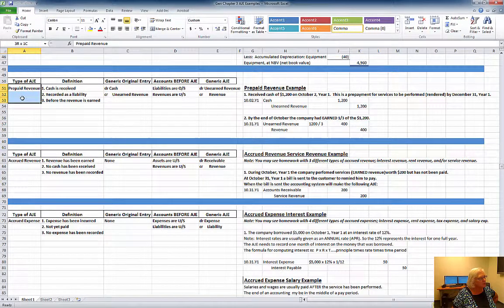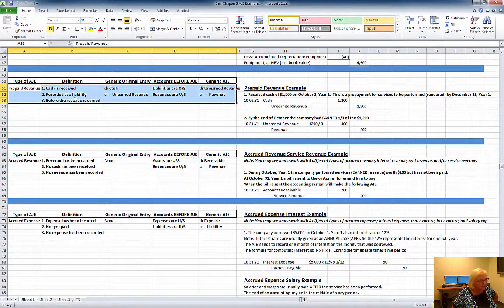Again, you want to learn, memorize, be able to write this entire chart before you take a test.